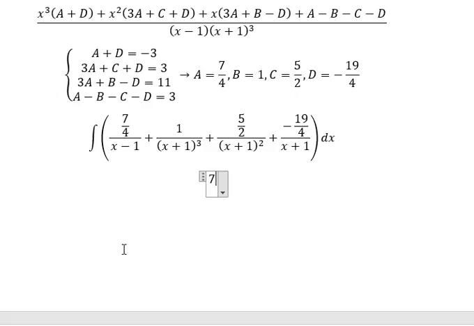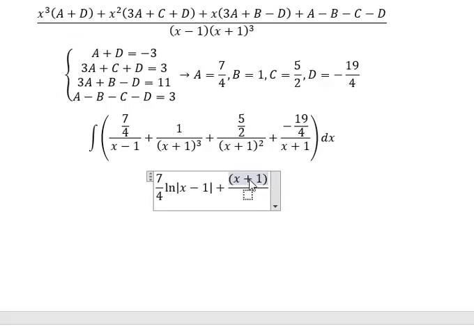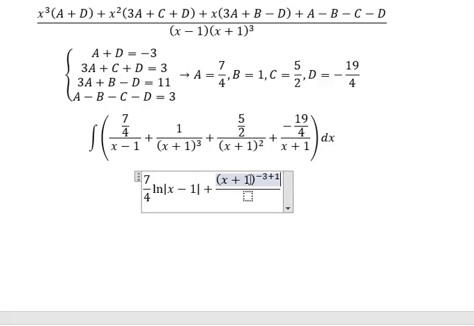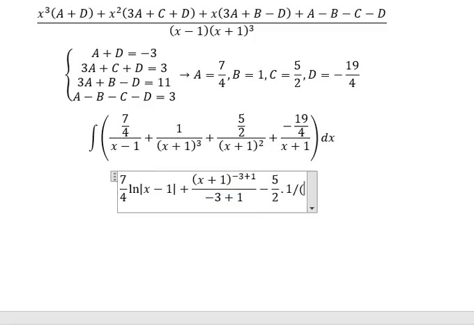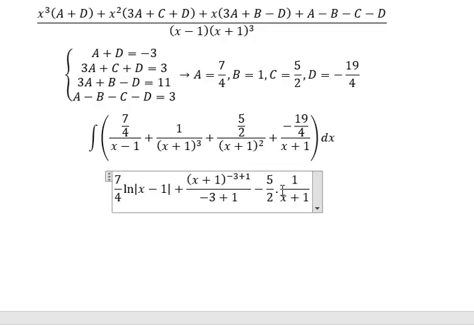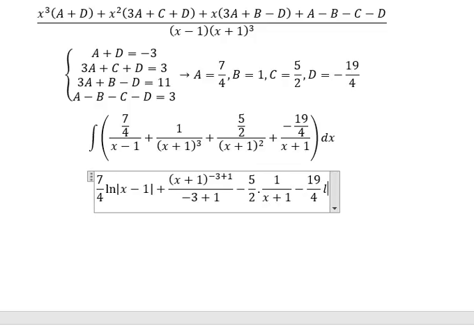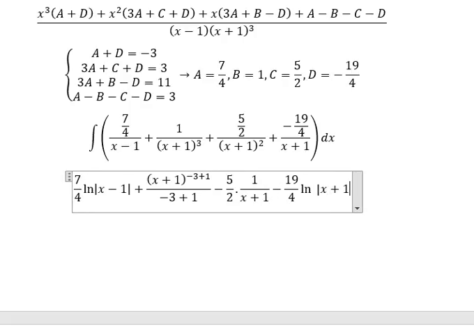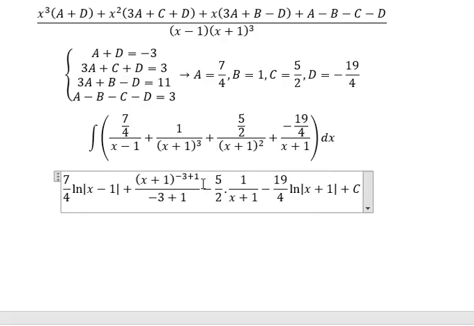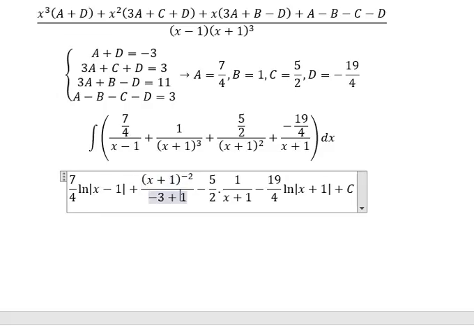This one we have 7 over 4, ln of the absolute value of s minus 1. This one we will have s plus 1 to the power of negative number 3 plus 1 over negative number 3 plus 1. This one we have negative 5 over 2, 1 over s plus 1. And the last one is 19 over 4, ln of the absolute value of s plus 1. And we put C. So this one is negative number 2. Negative number 2.